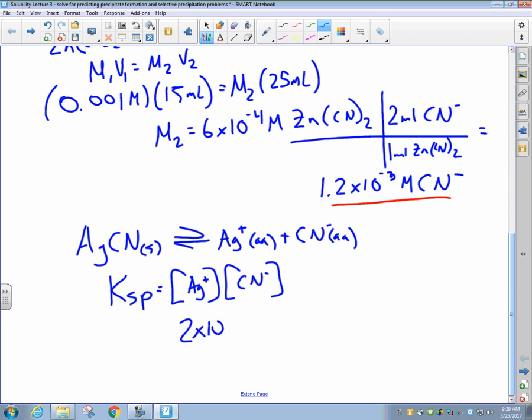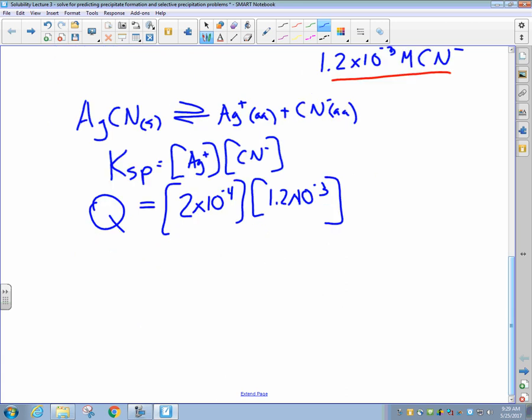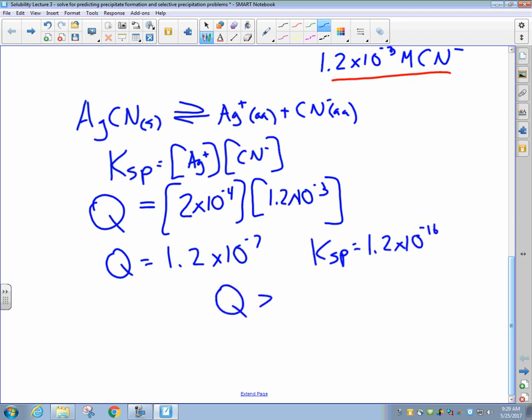2 times 10 to the minus fourth and 1.2 times 10 to the minus third. But now, because they're initial concentrations, I now need to call it Q. I go ahead and solve for Q. I get 1.2 times 10 to the negative seventh. My KSP value given in the problem is 1.2 times 10 to the minus 16th. Therefore, Q is greater than KSP, and a precipitate will form.